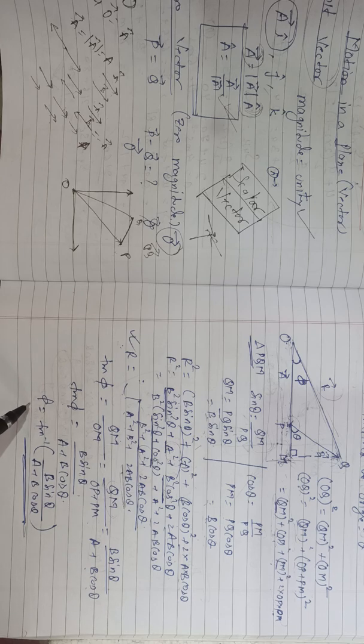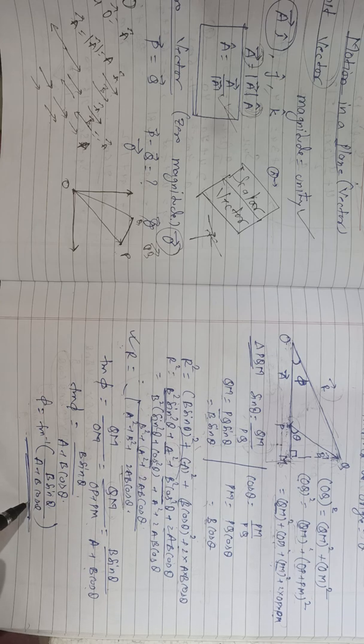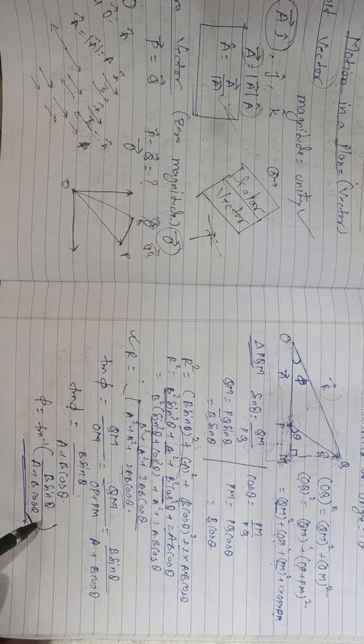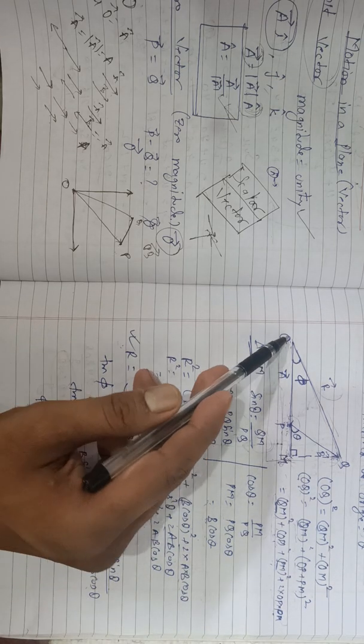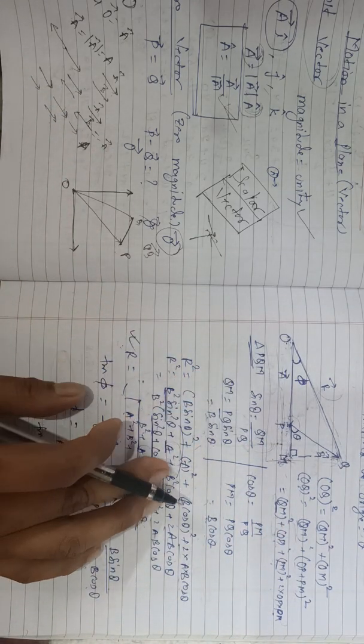So what is the value of phi? Phi will be equal to tan inverse of B sin theta by A plus B cos theta. So this is the direction of the resultant vector with respect to vector A. So this is the triangle rule of vector addition.